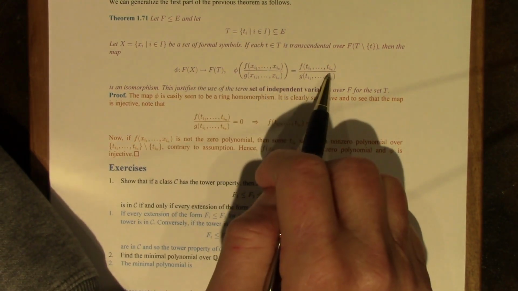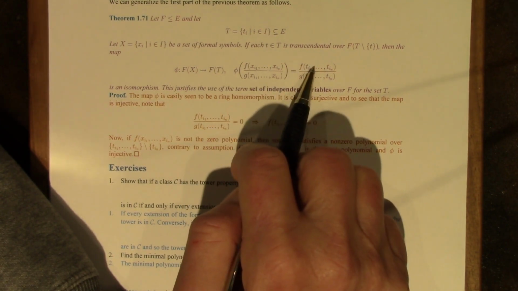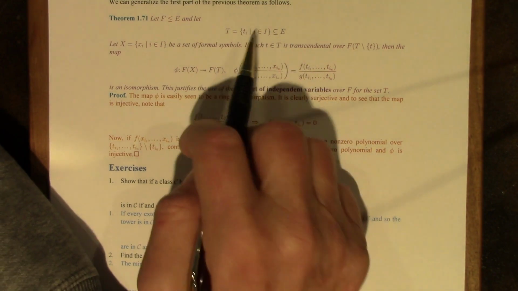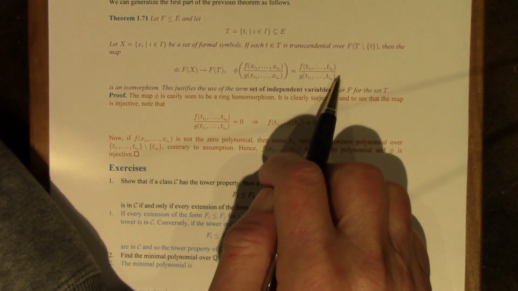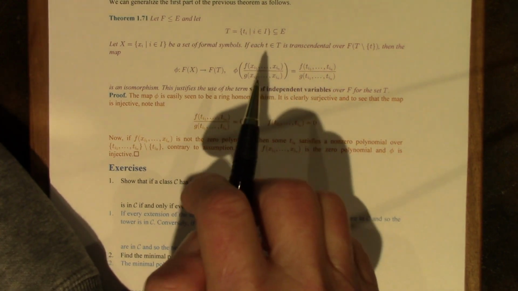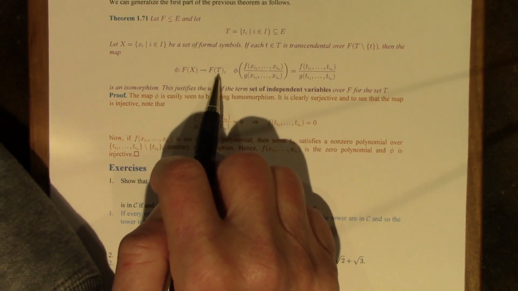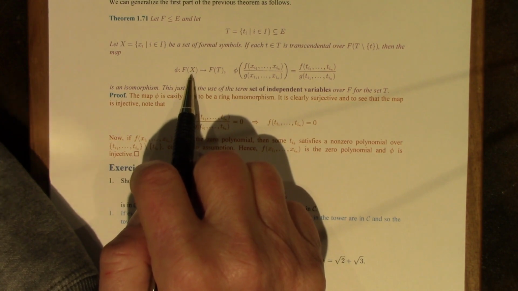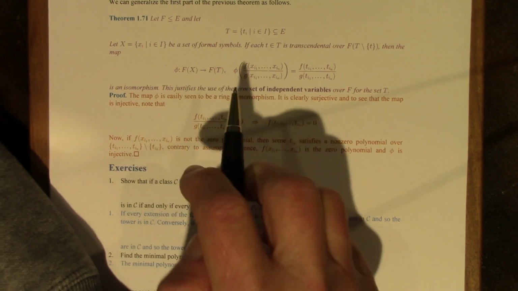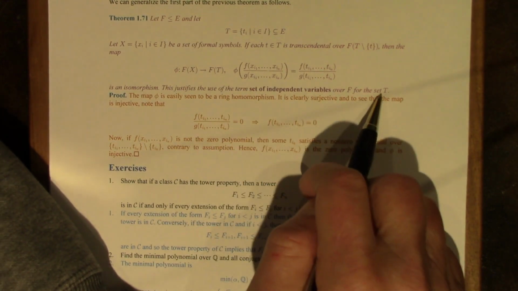Then we have the substitution map. Replace any given x with a T with the same index. This is, again, a ring isomorphism. And so F with this set T of independent variables adjoined is essentially just a set of rational functions in a set of the same size, same cardinality. And that justifies the use of the term set of independent variables for the set T.